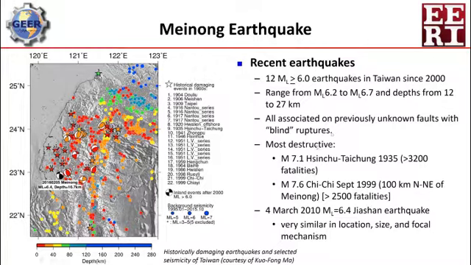And you can't go through Taiwan without mentioning a few of the larger destructive earthquakes. There was the very devastating Hsinchu-Taichung earthquake that occurred in 1935, and that's located number 9 on the diagram on the left. And then the Chi-Chi earthquake is represented as number 21, that occurred in 1999 with greater than 2,500 casualties. One other earthquake I want to point out, and that we'll be talking about a little more in detail, is the Jiashian earthquake, which occurred within about 10 kilometers east of the Meinong earthquake. And it was very similar in location, size, as well as mechanism.